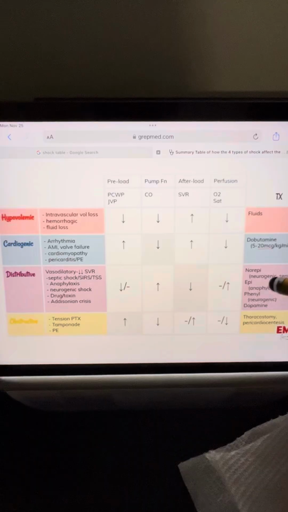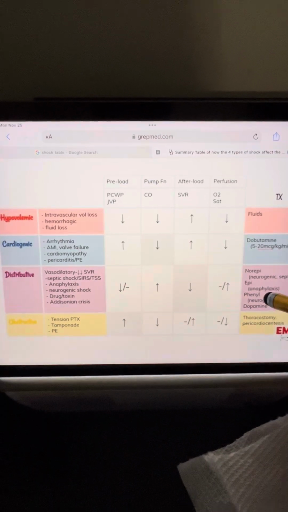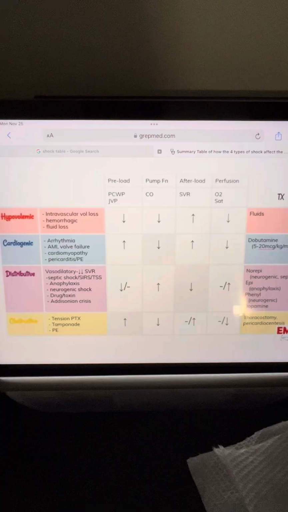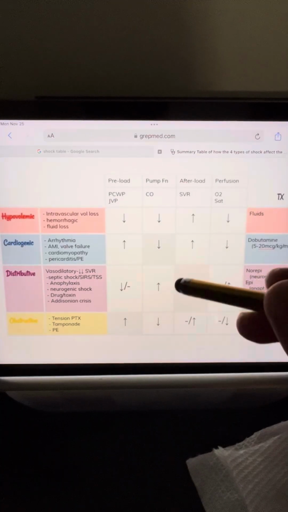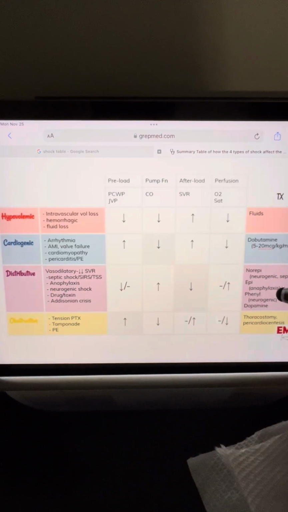Okay? Now, what is the treatment? I'm sure you guys have all heard of an EpiPen. So you can use epinephrine for anaphylactic shock. Now, epinephrine is going to bind to the blood vessels and cause them to constrict. And remember, that's the problem with distributive shock, right? So the epinephrine is going to cause constriction of the blood vessels.